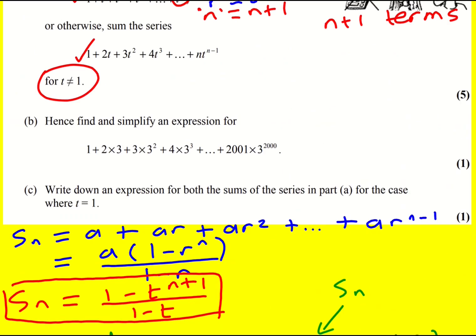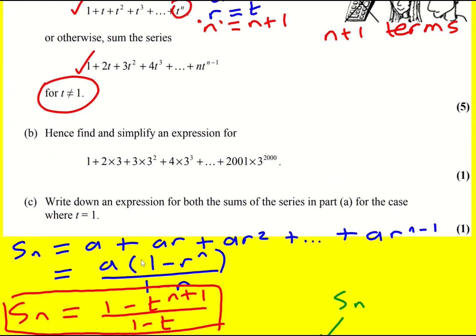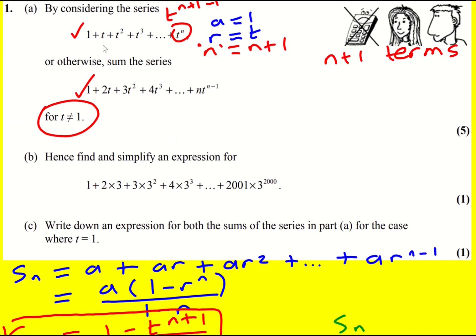Last little part, the question says, write down an expression for both the sums for the case where t is equal to 1. Remember, our formulae that we derived do not apply in that situation, so we're going to need to go back to the start. So I'm going to do it here, in fact, because there is enough space. For c, let's go back to Sn, and t is 1. Well, it's going to become 1 plus 1 and so on.